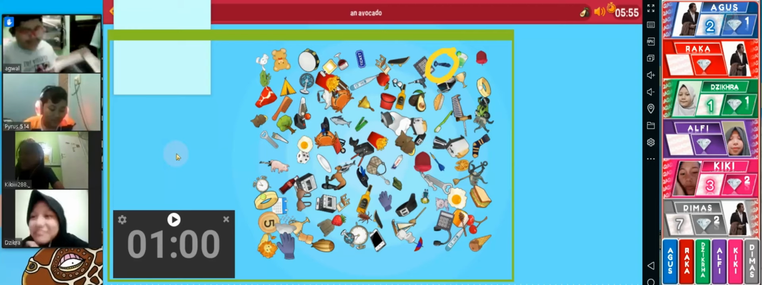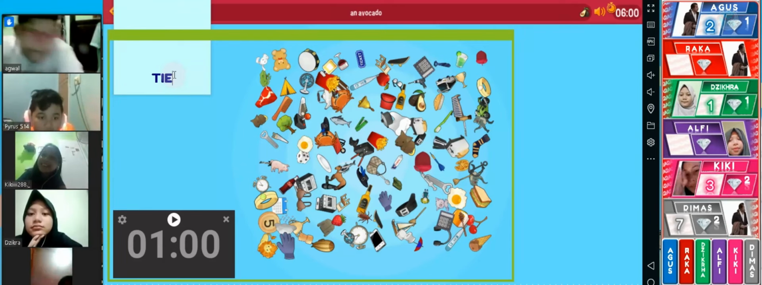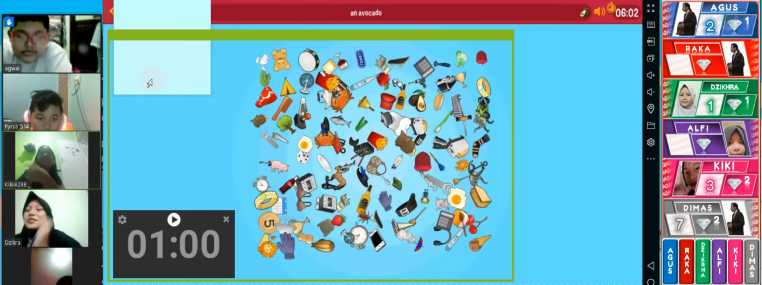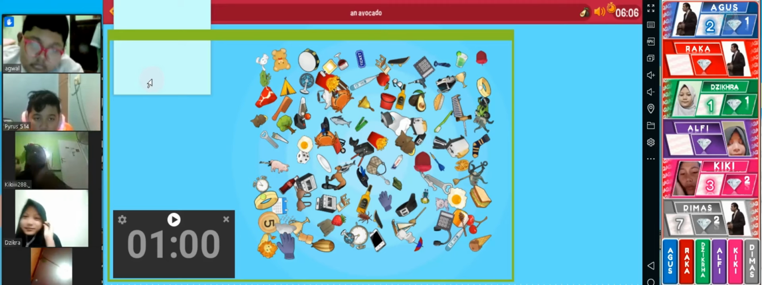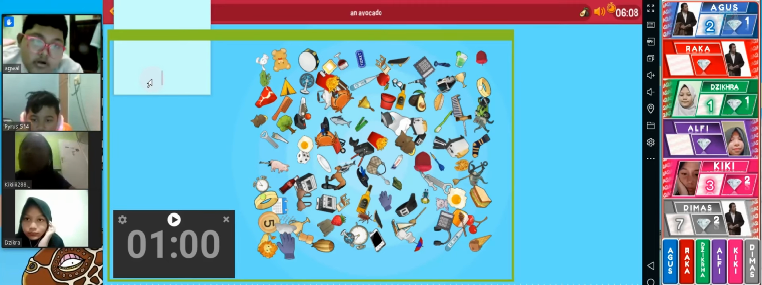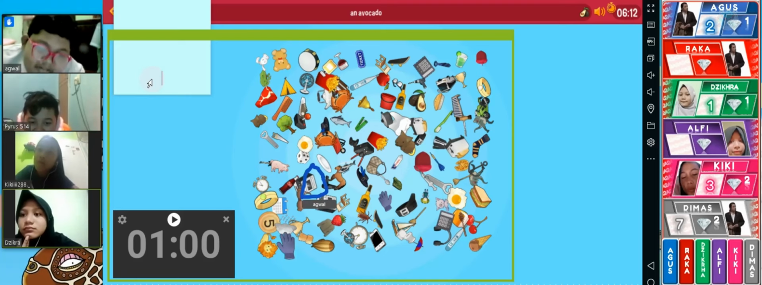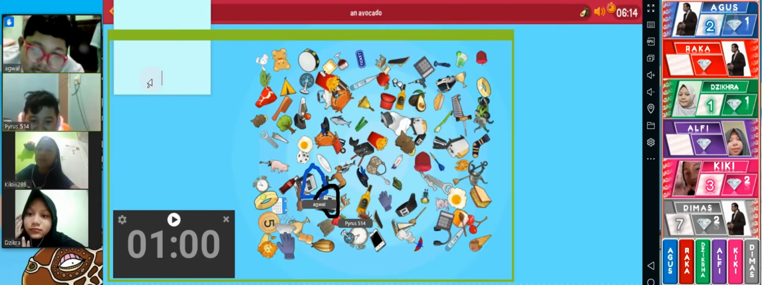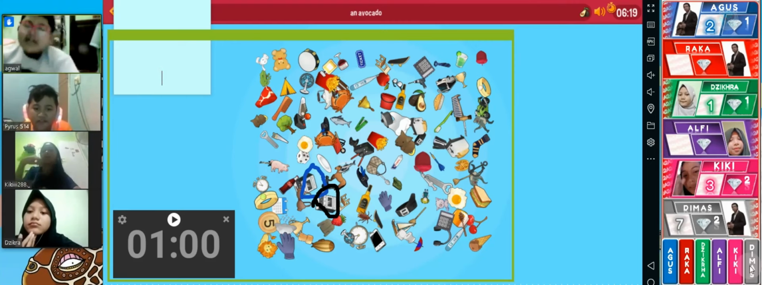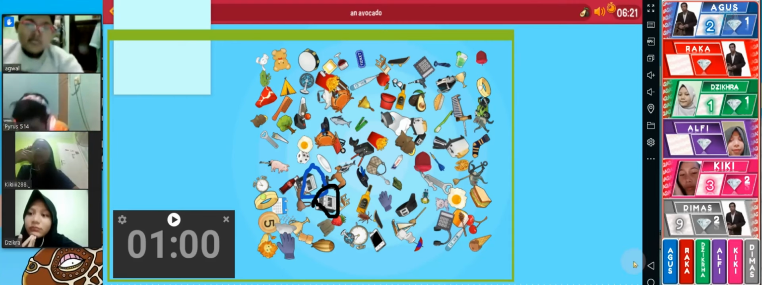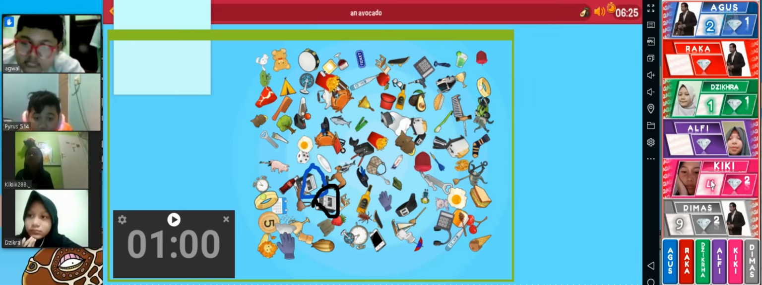Alright, next. So this is a kind of tool device that we use to bake something in the kitchen. Like to bake. What's the name? Oven. Oven microwave. Double point. That means Kiki got double point. Eh, Kiki got only one, actually.